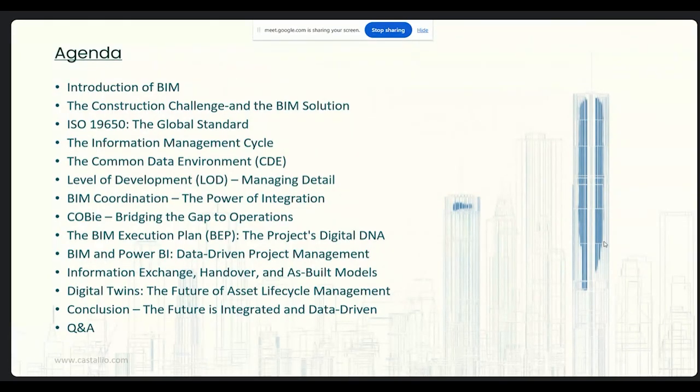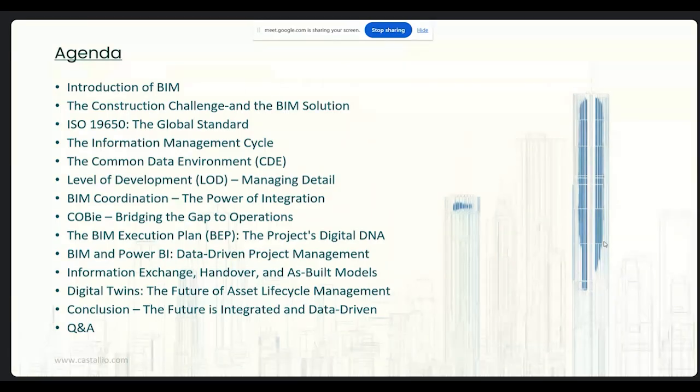Then we'll discuss the information management cycle, how the information is moving during this BIM implementation phase, the execution phase, and during the entire BIM platform basically. Then the most important topic, the common data environment, and what exact benefit BIM users, stakeholders and management people will get by implementing a CDE in their specific project.